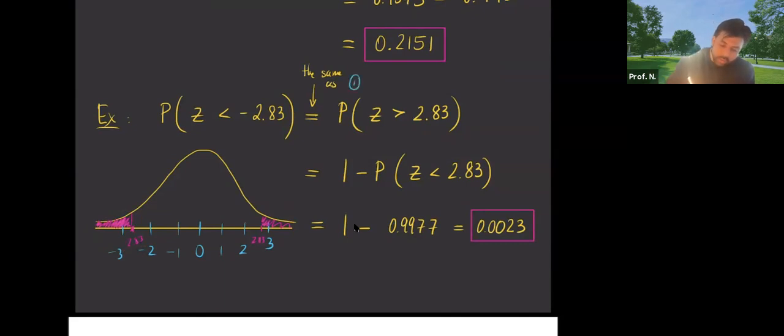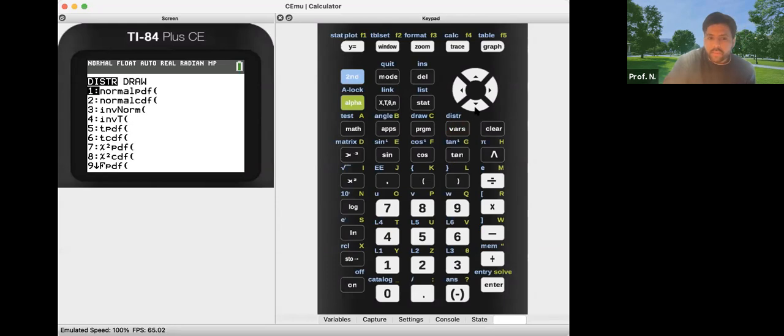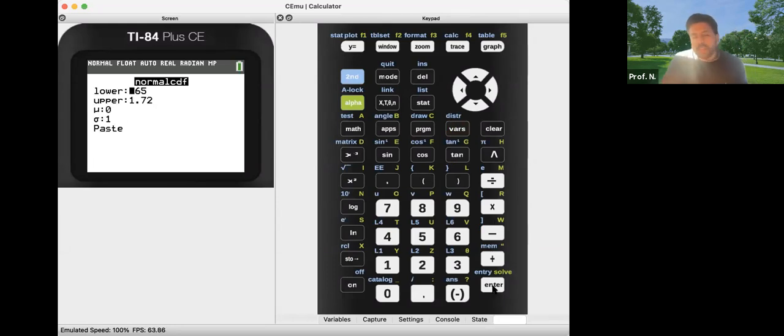So this is one using the table. But of course, using your calculator. How to use your calculator for this? Well, your calculator makes this a bit easier now. So I want to find the area to the left of negative 2.83. So my lower bound would be negative 1 E99. Sorry, I should put a 1, even though I don't think it should matter because it's just 1.